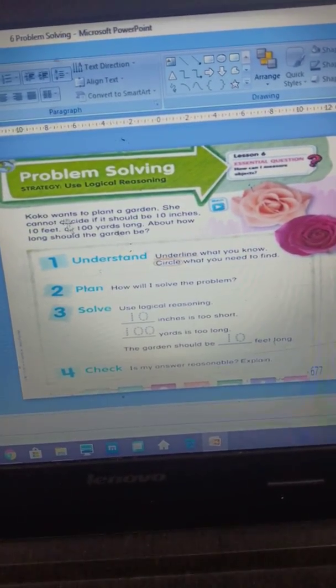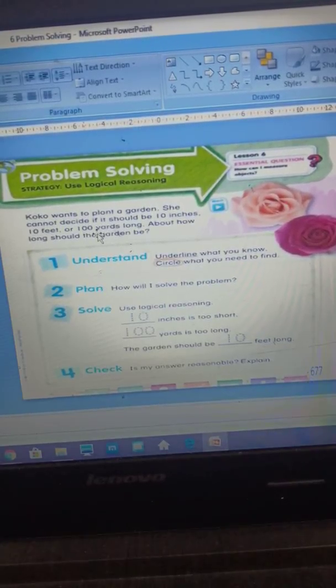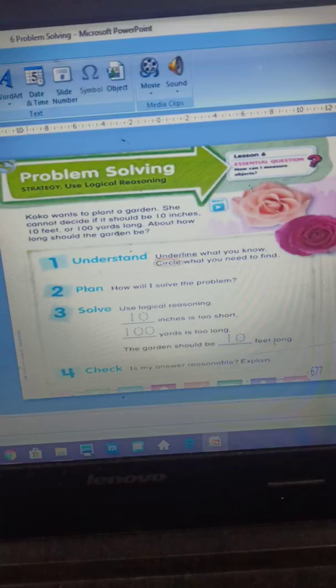Coco wants to plant a garden. She cannot decide if it should be 10 inches, 10 feet, or 100 yards long. About how long should the garden be? The most important thing, girls, is that we should understand the problem. How will we understand the problem? We will underline what we know.